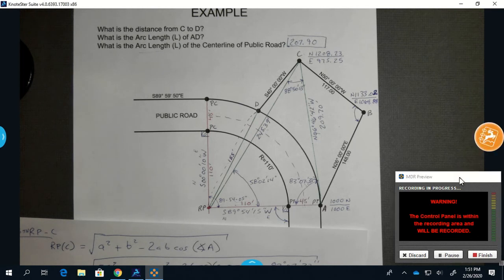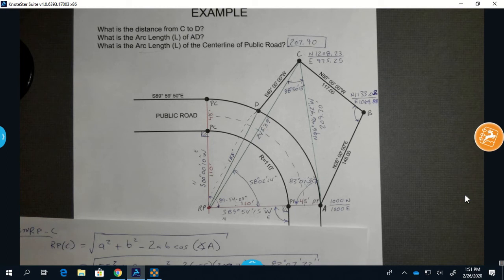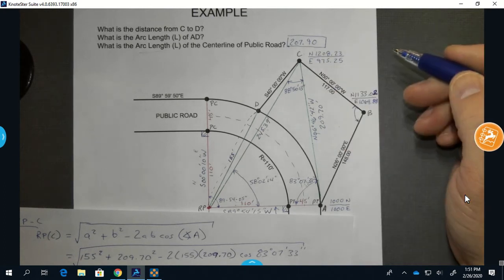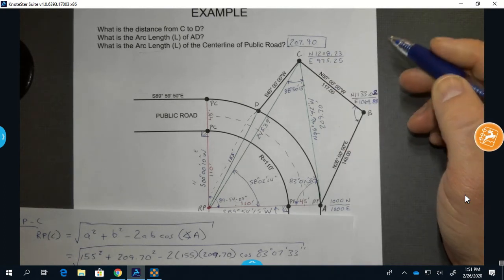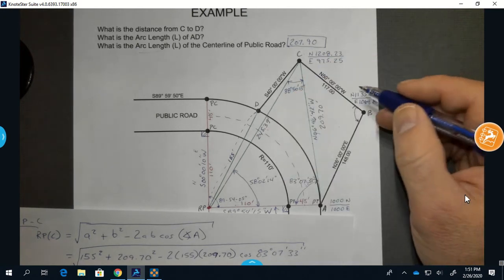All right. So let's go solve that. Okay, so let's take a look at solving angle ABC. Or no, let's do BCD. That's what we'll solve first.